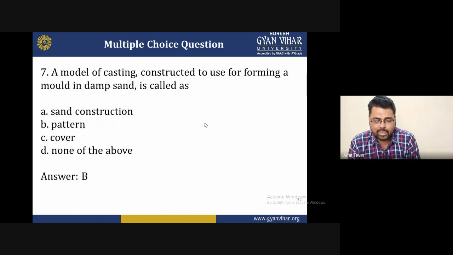The seventh one: a model of a casting, constructed to use for forming a mold in damp sand, is called as. The options are A, sand construction; B, pattern; C, Kruger; and D, none of the above. So the correct answer of the question is B, that is pattern. The model of a casting used for forming a mold in damp sand is called the pattern.